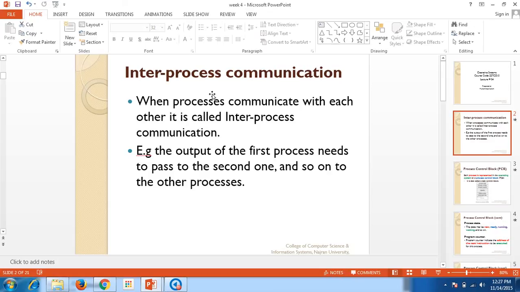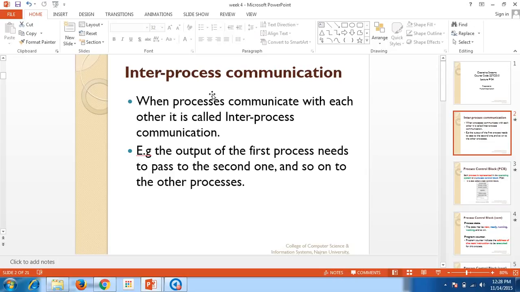I mentioned one example here. Maybe the output of the first process needs to pass to the second one, and that second process depends on process one. When process one finishes its work, it will generate some output, and that output will be the input for process two.